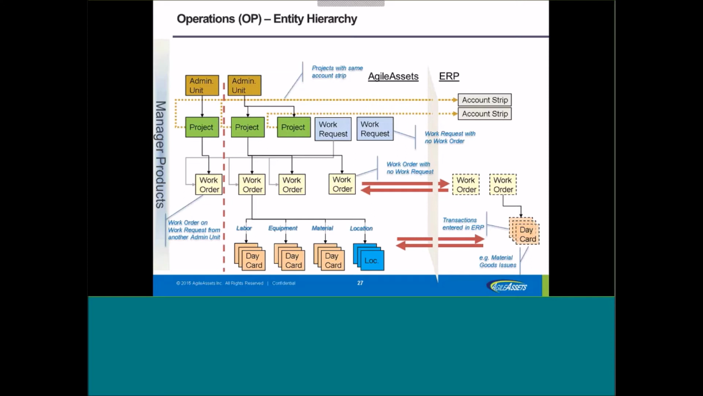Those can be, in some cases, actually replicated on the financial side. Some ERPs, for instance, have work orders where there might be a shell work order created for every Agile Assets work order, but that's totally optional. You don't necessarily need to do that. What's really important is the details under the work orders.